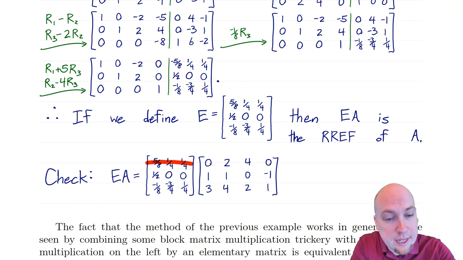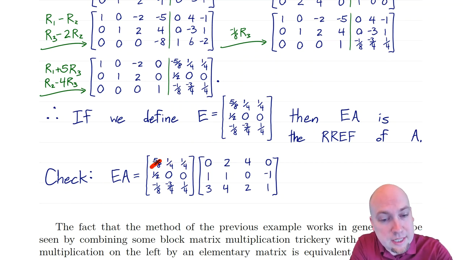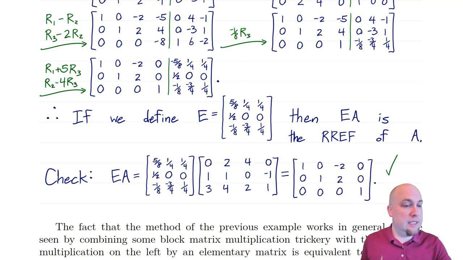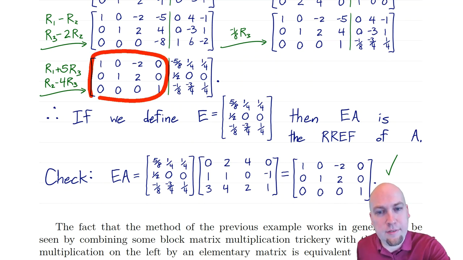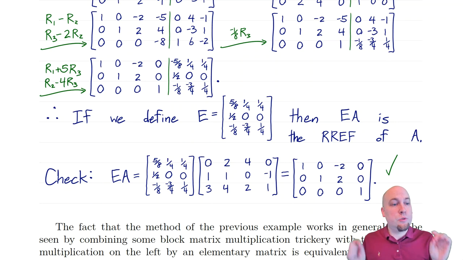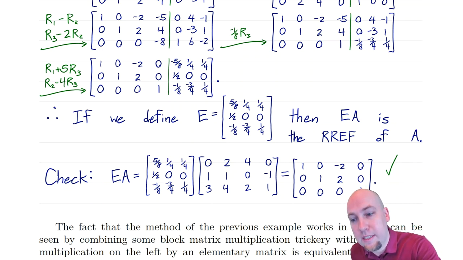For example, top row dotted with the left column, that's 5/8 times 0, plus 1/4 plus 3/4. So it's 1/4 plus 3/4, that's 1. So the top left corner of the product is going to be 1. And so on. You do that for all the other entries, and you're going to find that it looks an awful lot like the reduced row echelon form. And that's true in general. That always, always, always happens. We haven't proved that yet.